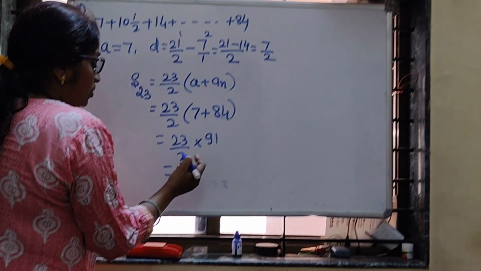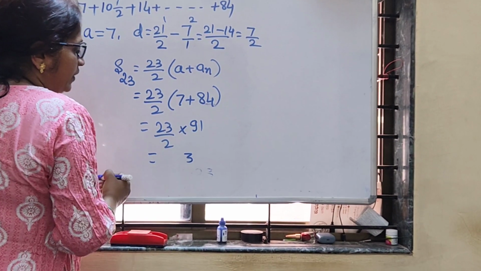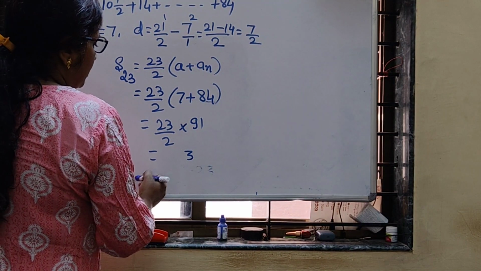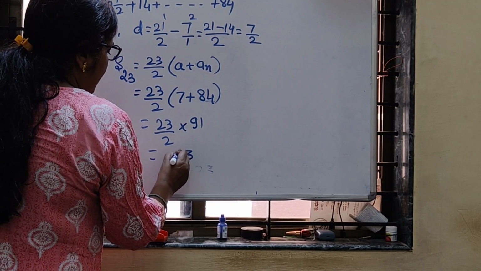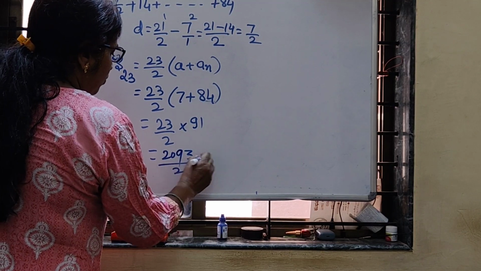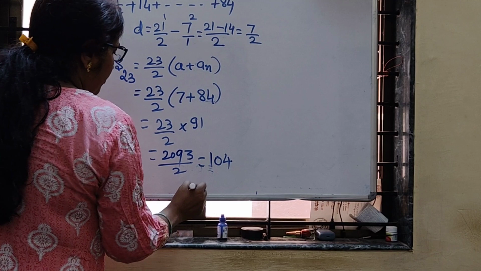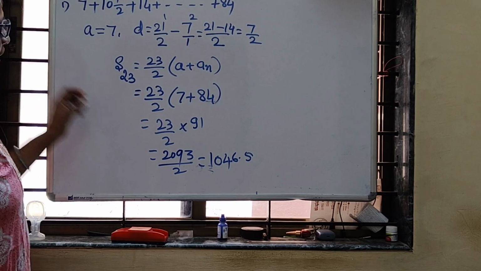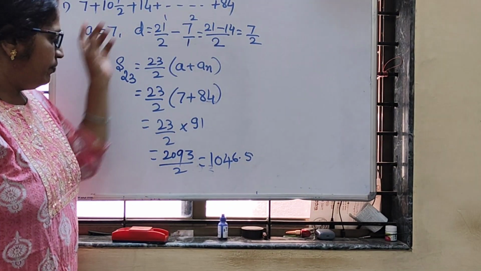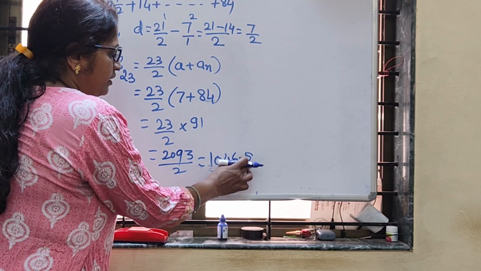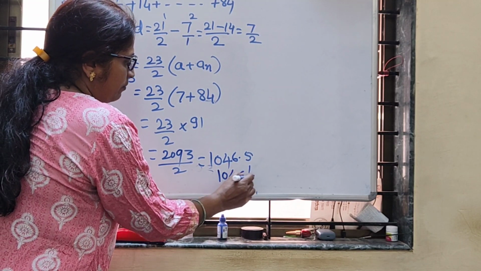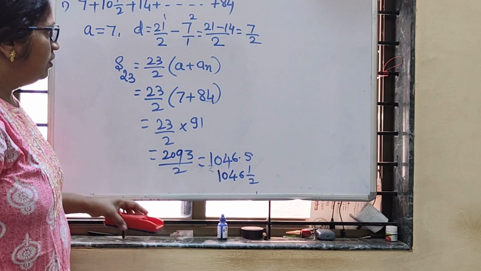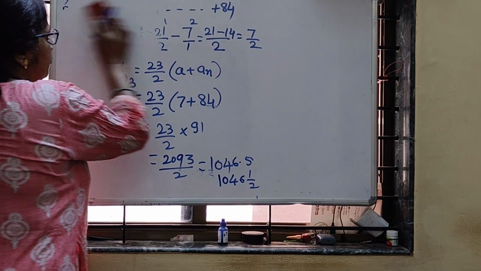Now multiply these two. 23 ones are 23, 23 nines are 207 plus 2 is 209. Divided by 2 will give us 1046.5. So this is the sum of 23 terms of the given AP. Or instead of 0.5 you can write 1046 and 1/2 also. That is also correct, children. So that completes the first question of second main.